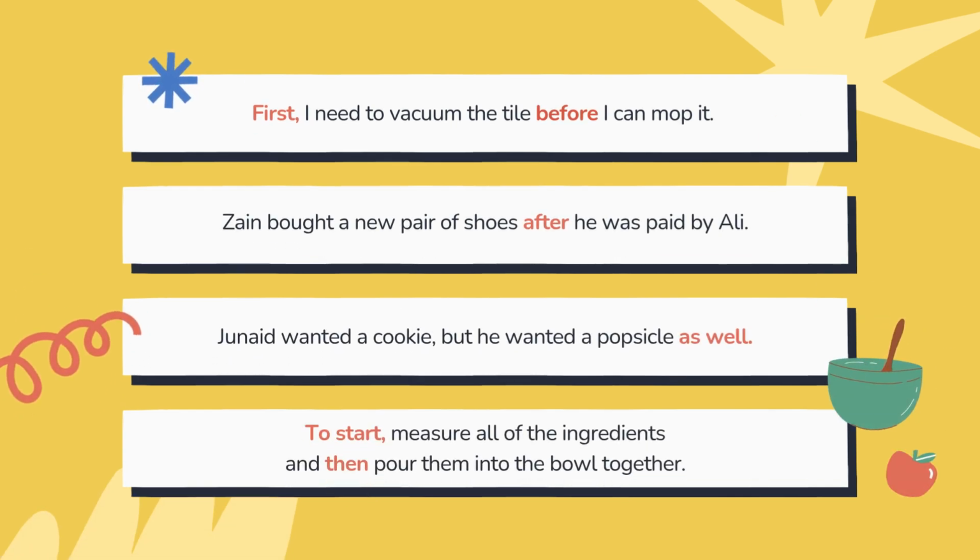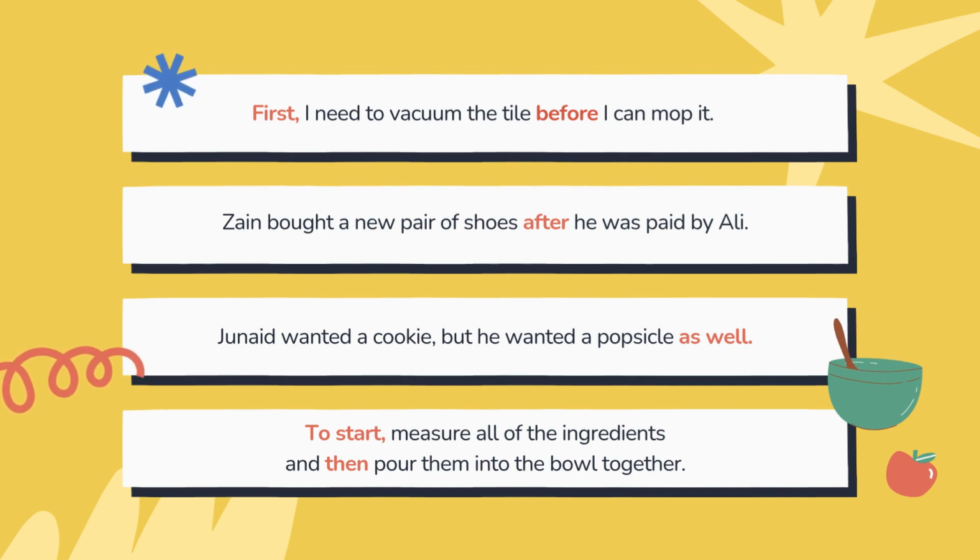First, I need to vacuum the tile before I can mop it. Zayn bought a new pair of shoes after he was paid by Ali. Junaid wanted a cookie, but he wanted a popsicle as well. To start, measure all of the ingredients and then pour them into the bowl together. As you can see, the red highlighted words are transitional words.